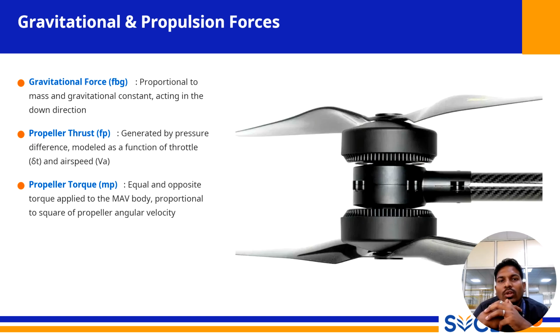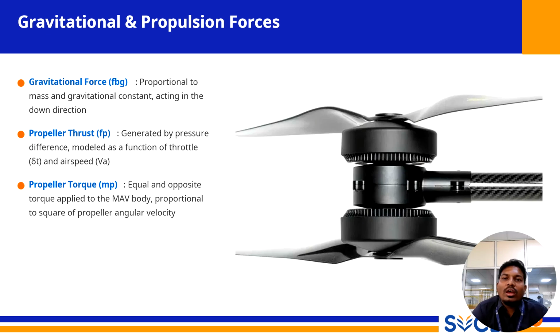This force is also predictable in its direction, as it is always acting in the downward direction relative to the fixed inertial frame. While it is a simple vector, its components in the drone's body frame will change as the drone rolls and pitches, and the flight controller must continuously account for it to maintain stability.